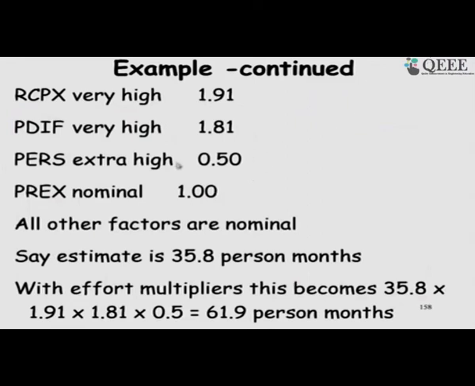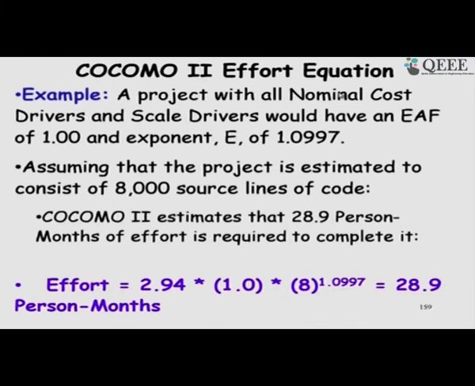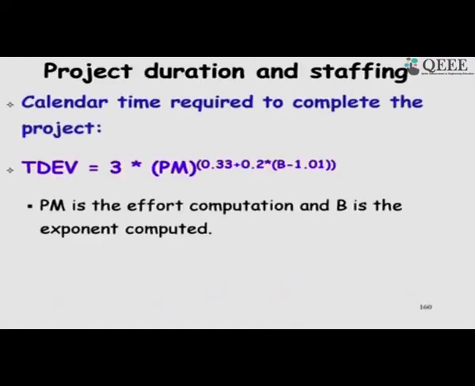So, this is the given scale factor, and all other multipliers are nominal, and then there is one more example for effort estimation using COCOMO 2, and then we use the duration and then the staffing estimation. Again we substitute in the formula. We will look at a tool where we just enter the values and it gives you these results.